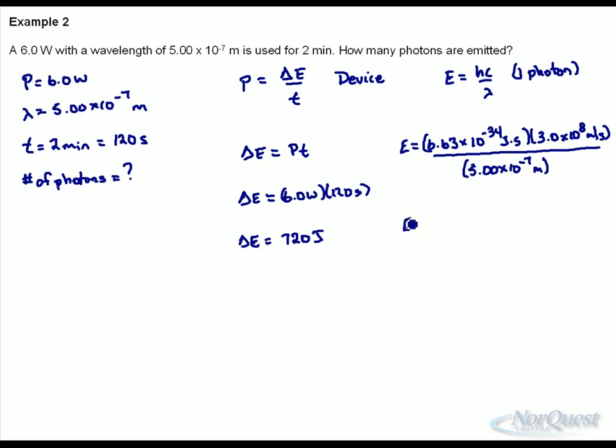If we punch that in, 6.63 to the exponent negative 34 times 3 to the exponent 8 divided by 5 to the exponent negative 7 should give us 3.978. And I'm not going to round yet because this isn't what we're looking for, times 10 to the negative 19 joules. And I'm just going to go down here, joules per photon. That's really what it means.